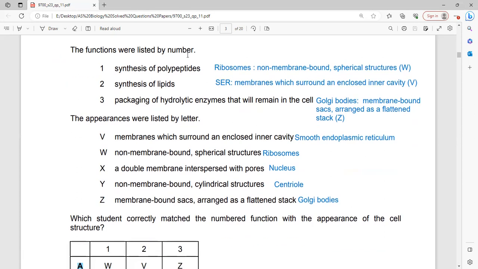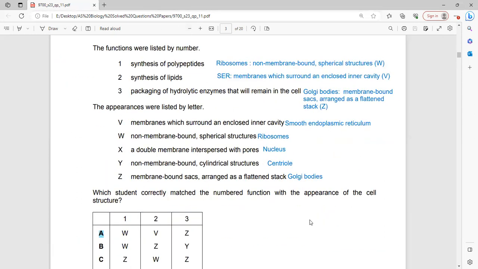Option A is correct. Number 1 matches W, number 2 is V, and number 3 is Z. As a solving strategy, when you read questions 1, 2, 3, which describe functions, you can directly write the name of the organelle, then match the function of that organelle quickly, and then proceed to answer.